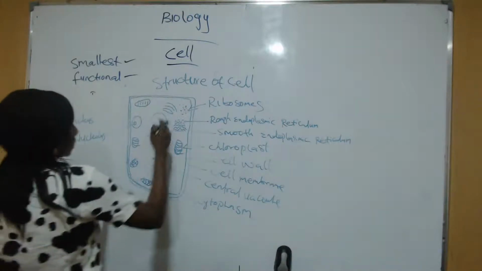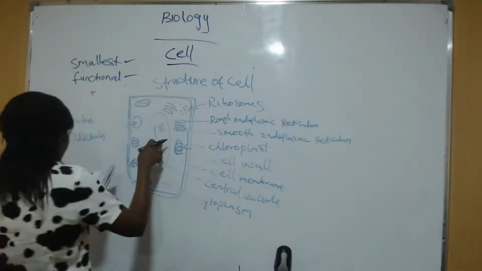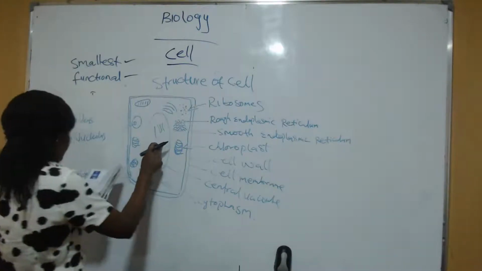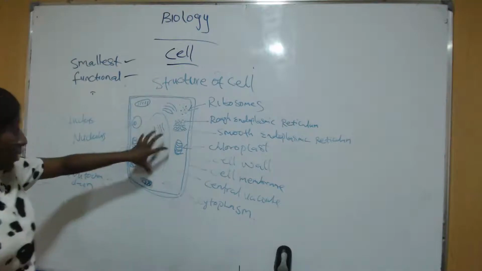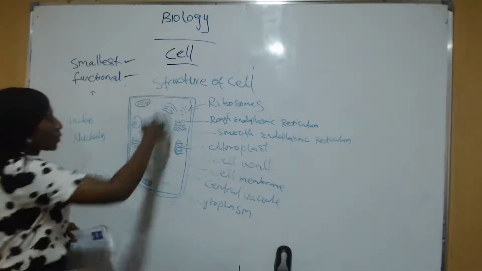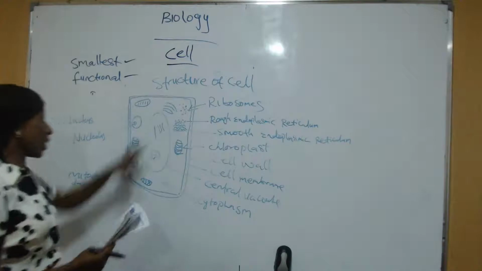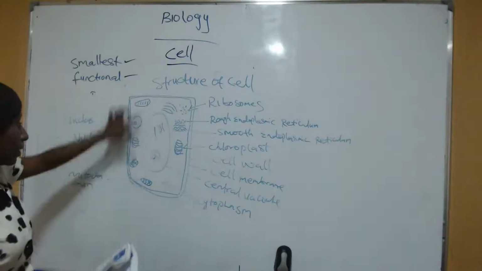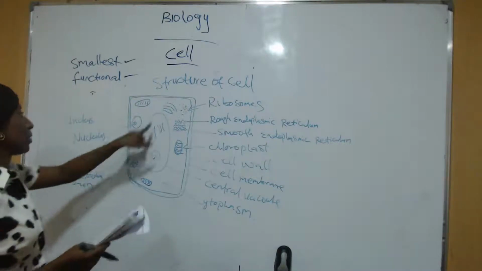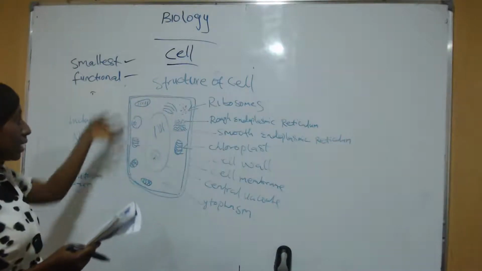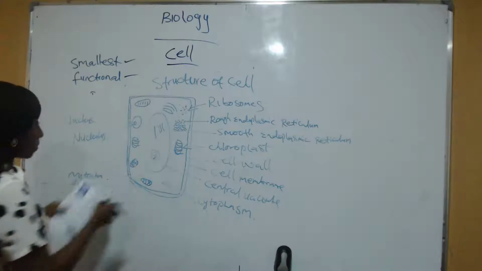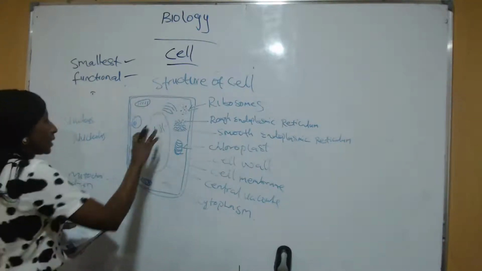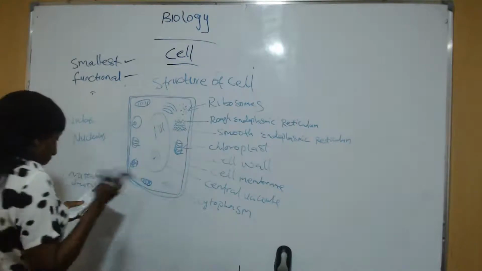Then you have the central vacuole. The central vacuole is usually found in plant cells, and it is for storage and also helps the plant to regulate pressure. The vacuole takes almost the whole part of the cell. That is why it's very large. As you can see from there, it's larger than all the other cell organelles. So it takes almost all the space in the plant cell. It provides storage for the cell, and also helps the cell to withstand pressure.